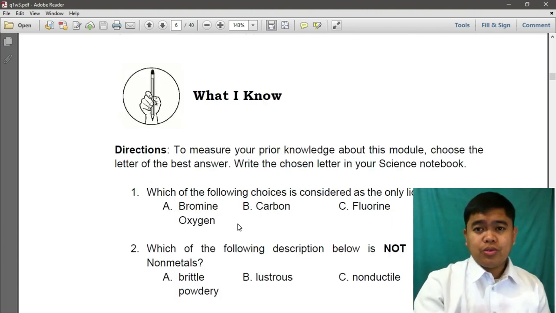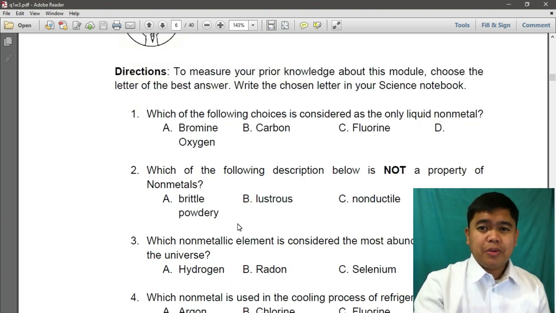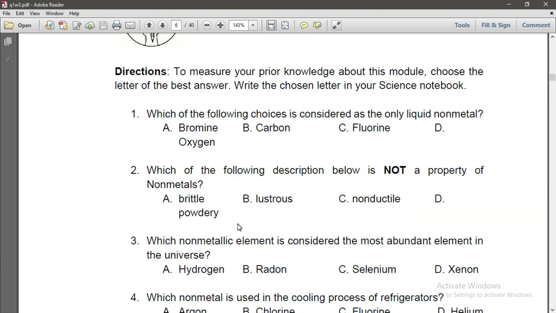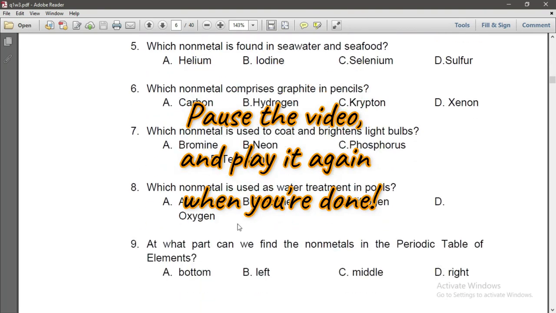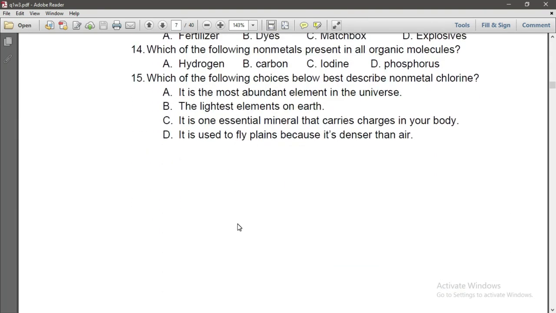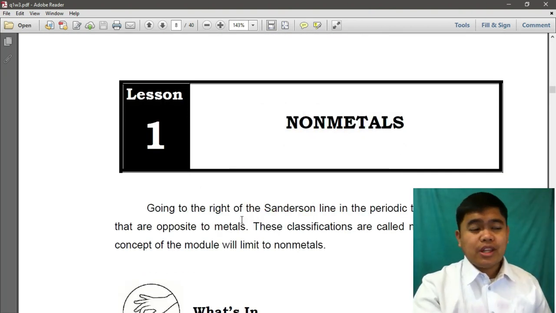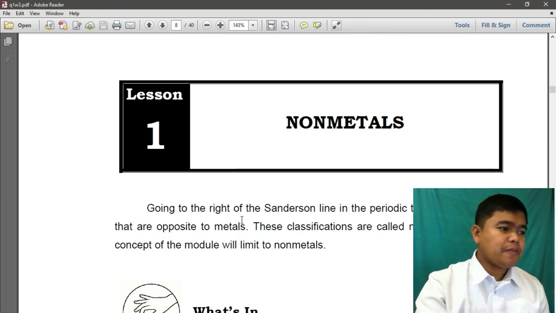Before going through our discussion, you must answer what I know first. So this is to check your prior knowledge about the topic. On your paper, write the letter of your choice. Write the letter only. Okay, so let's start with lesson 1, nonmetals.